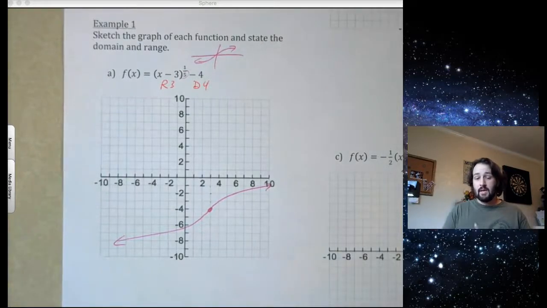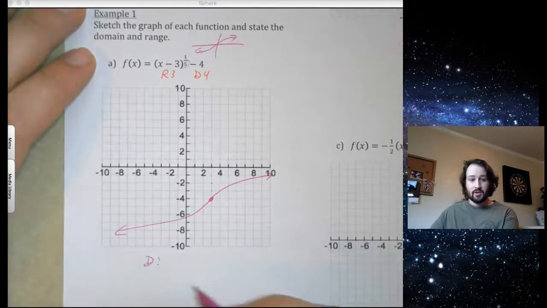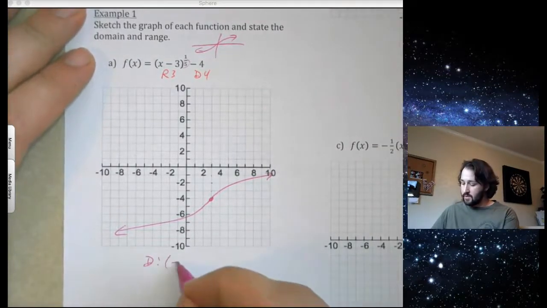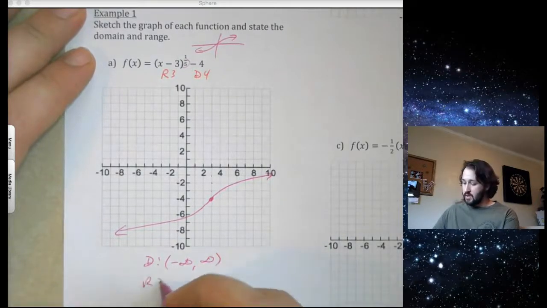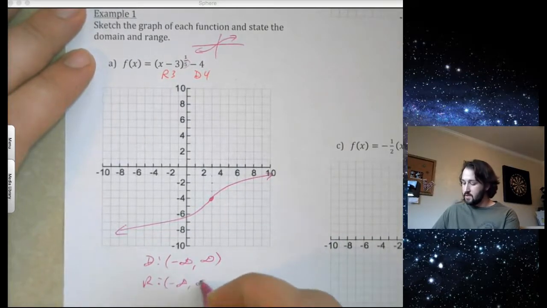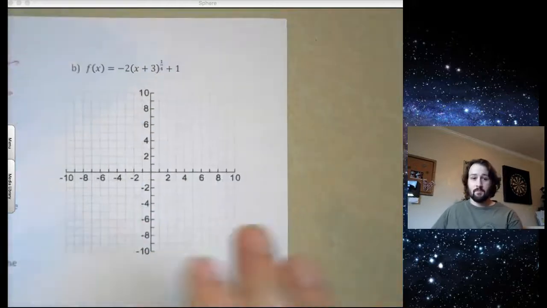Should be pretty easy. It's just looking for the basic shape of the function, not exact points, just sort of what it looks like. All right, so now for stating the domain and range. The domain on this one is going left and right forever, so we would have -infinity to infinity. For the range, it is also going up and down forever, so we also have -infinity to infinity. That's it. All right, moving on.